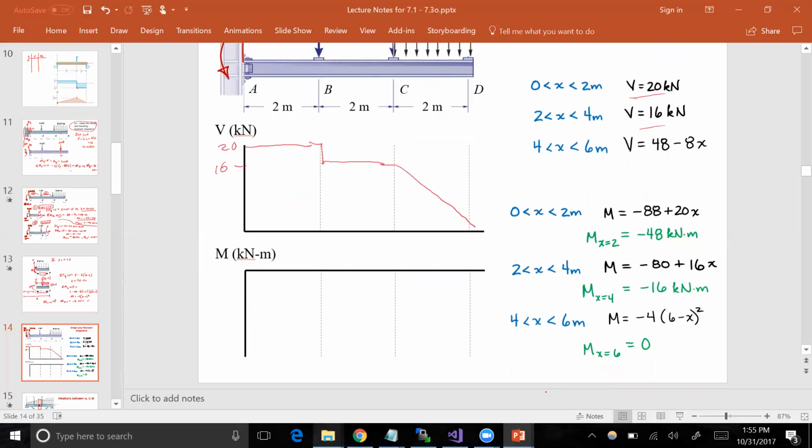And the M is starting off at minus 88. And it is hitting some points here at x equals 2. It's hitting minus 48. And at x equals 4, it's hitting minus 16, about a third of that. So something like this. And it's sort of linear for region 1. So these are being connected with straight lines. But the last part is actually parabolic. So it kind of makes a parabolic, graceful curve there to the end of the beam.